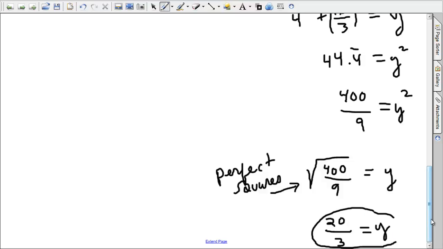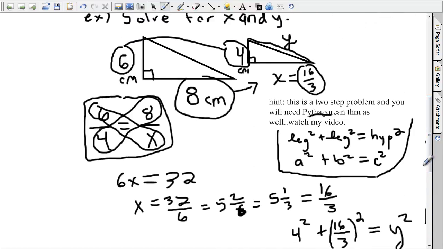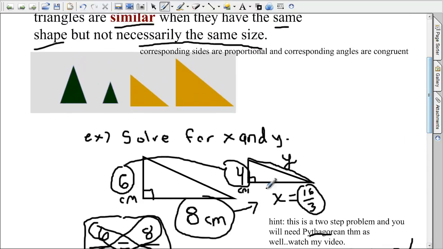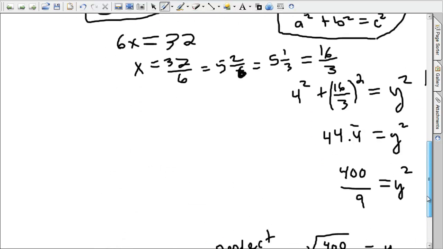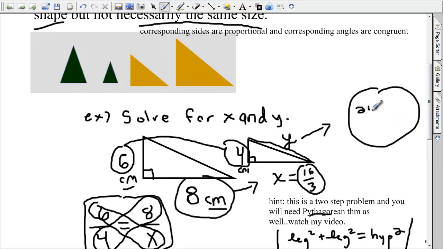And I always say if it's a problem where they're really fussy about the units, or where you have units, and here it was centimeters, we're assuming the whole thing's in centimeters. So I always go back to my drawing board, so to speak, and throw it back in. So 20/3 centimeters. All right, hope that helps.